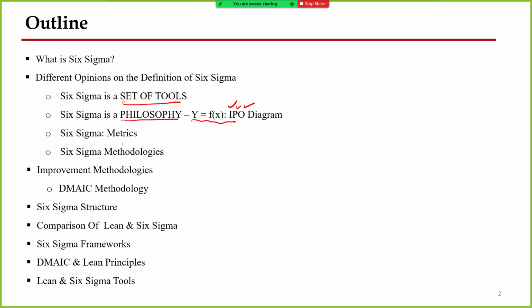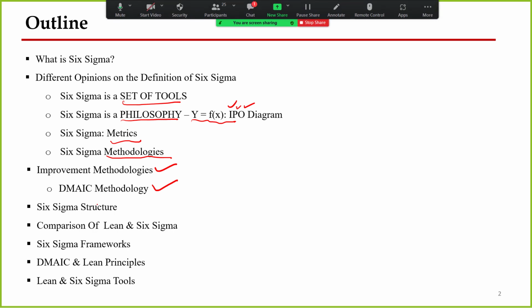Some people say Six Sigma is basically a set of metrics. And then we say that Six Sigma is a set of methodologies. We will discuss in detail one by one the meaning of a set of tools, the philosophy, metrics, and methodology. Then we will see there are multiple types of improvement methodologies which we can use to implement Six Sigma. But out of that, most of the time we apply the DMAIC methodology, which is one of the most famous methodologies if we are going to implement Six Sigma.